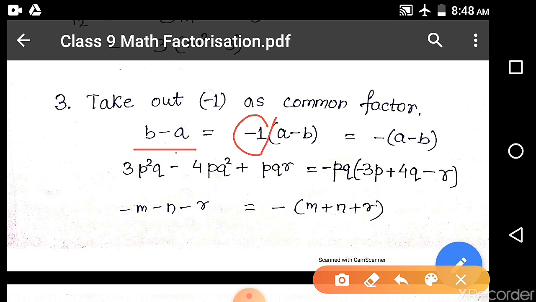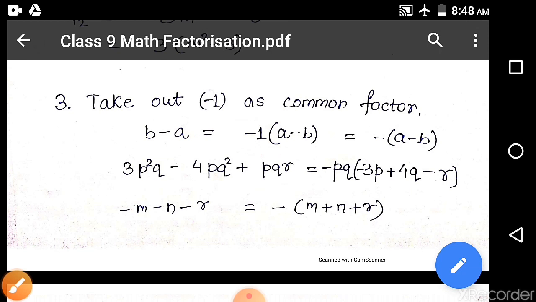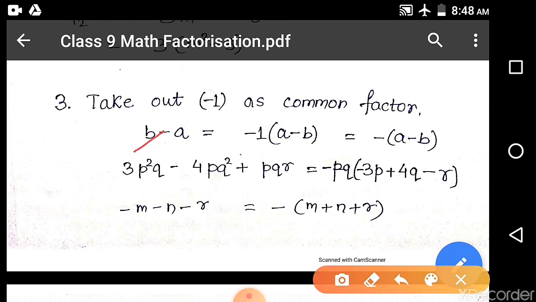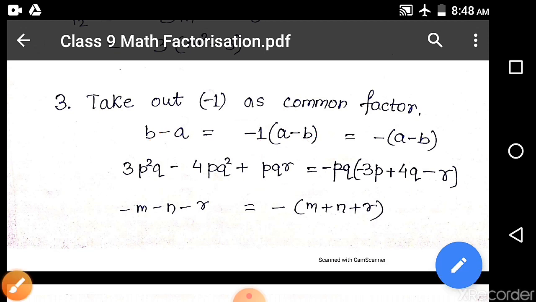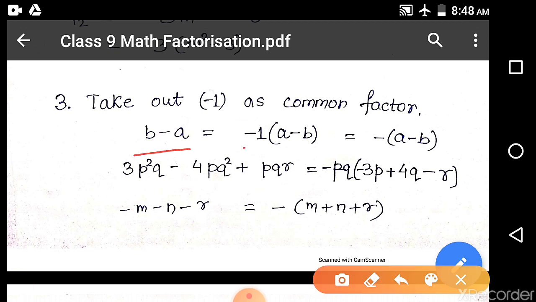See, the a is initially with a minus sign. When minus 1 is taken common, a becomes plus. This b is with a plus sign here, and when minus 1 is taken common, this b becomes minus b. So when minus 1 is taken out common, the signs of the terms change. Now for this b minus a, we have minus 1 times a minus b. This can be written as minus whole a minus b, where minus means minus 1. So in this way we can take out the minus sign as a common factor. Now we have one more example.